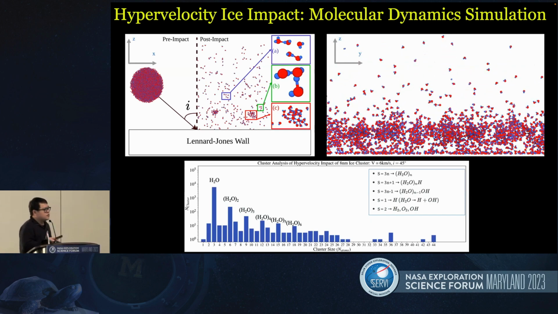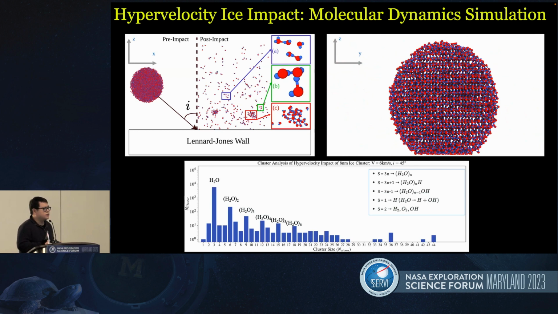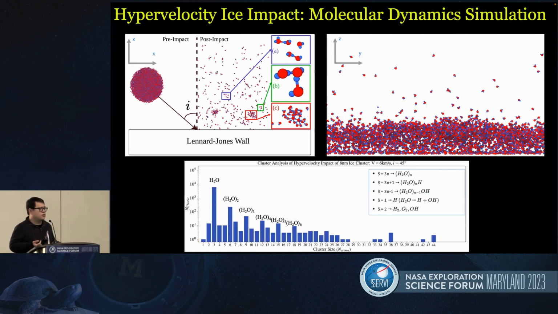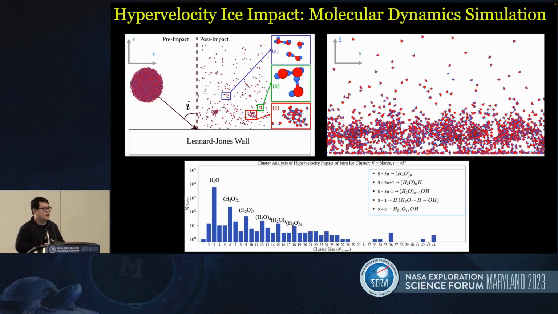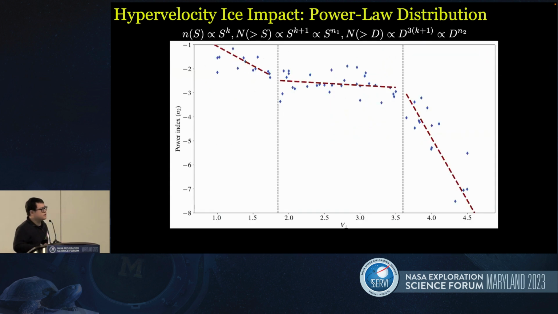You're also seeing some 3N+1 peaks, which are atomic hydrogen attached to a water cluster, and 3N-1, which is basically a water cluster losing a hydrogen. So these are evidence of fragmentation, or ionization, if you call it that. The size distribution of those water clusters follows a power law distribution, as indicated by previous experiments.